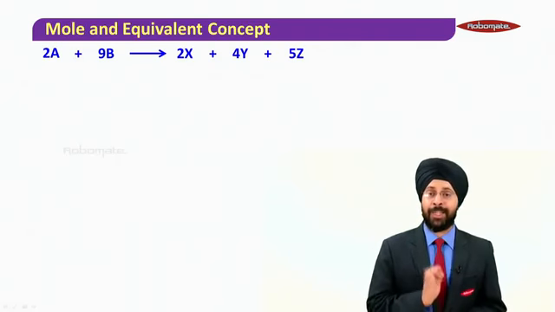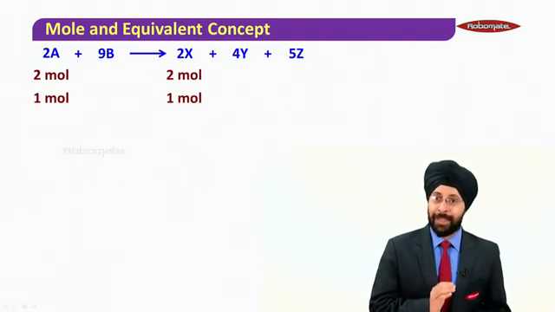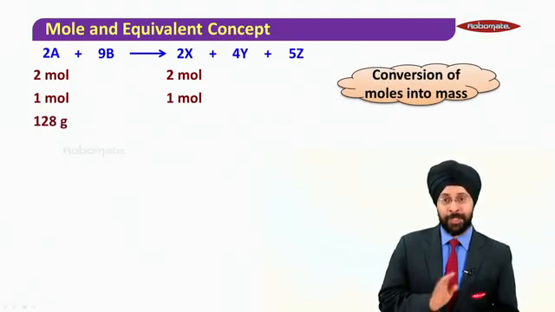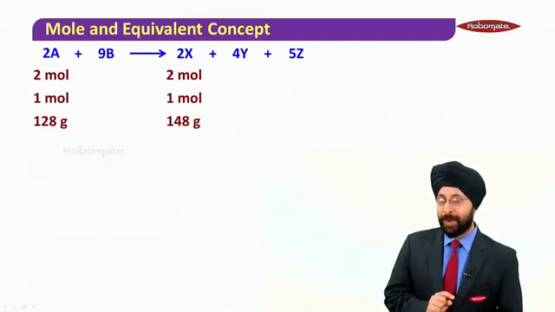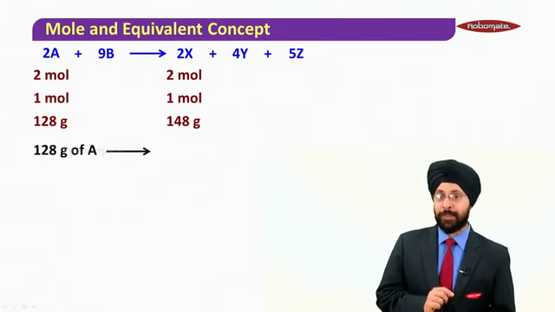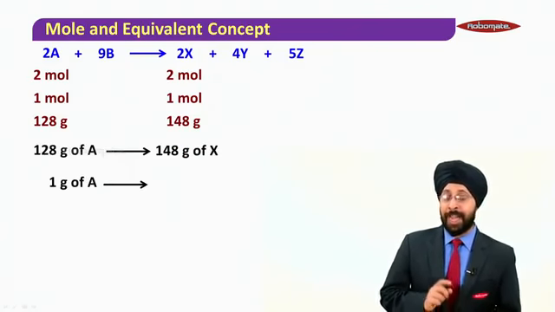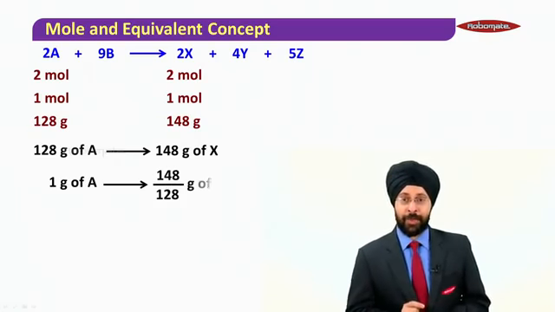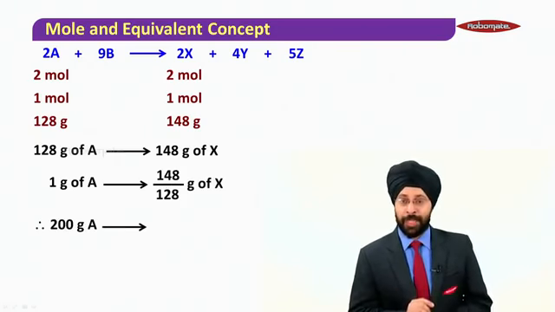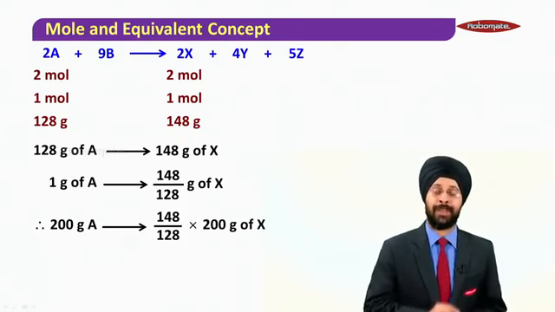But interesting part सिर्फ मेरे लिए क्या है? 2A and 2X. So we write down 2 mole A is going to produce 2 mole X. So 1 mole A is going to produce 1 mole X. And we first convert the moles into mass. So 128 gram of A will give you 128 grams of X based on the molecular mass data that was given to us. So from here we can say 128 gram of A produces 148 grams of X, and therefore 1 gram of A is going to produce 148 by 128 grams of X. 100% yield मानते हुए 200 grams of A is going to produce 148 by 128 times 200 grams of X.